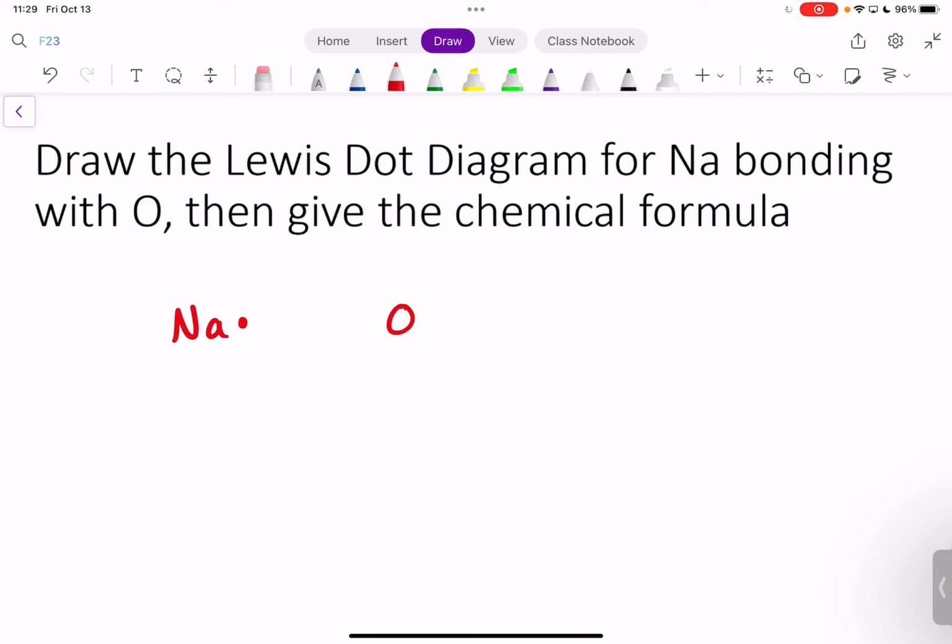What's the dot diagram look like for that? 6 dots. Awesome. 1, 2, 3, 4, 5, 6. You can put them anywhere. Just only pair them up if you have to, right?